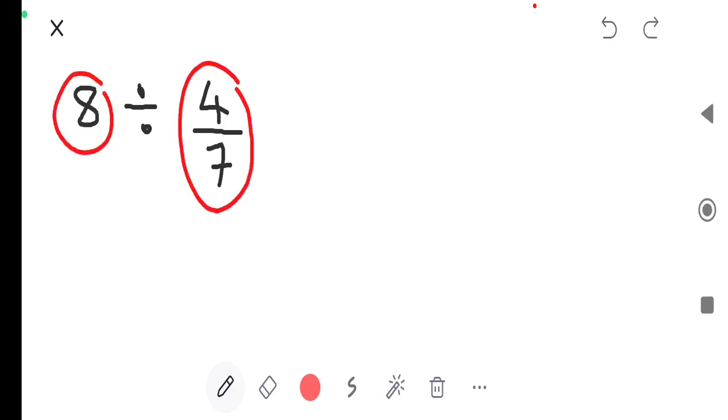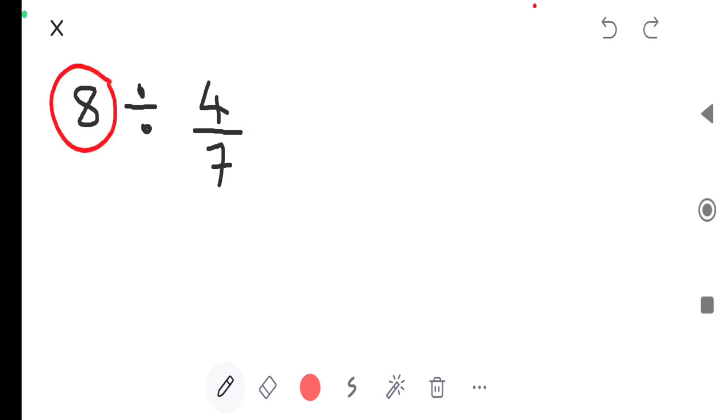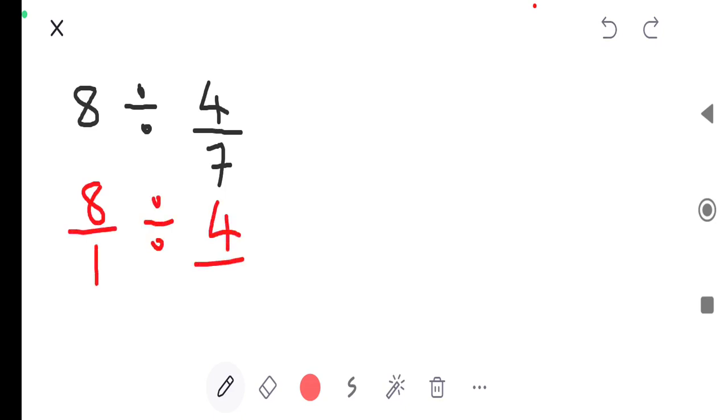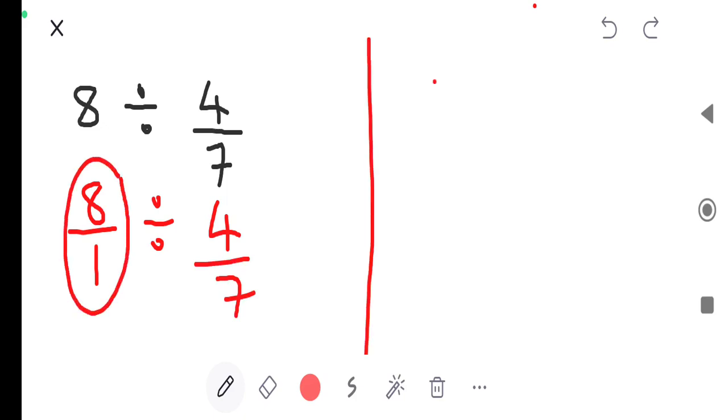For you to find out, you have to write this 8 as a fraction. 8 is the same thing as 8 over 1. You write division again, then you write 4/7. Alright? Now, the fraction at the left is 8 over 1. You have to write it again without changing anything.